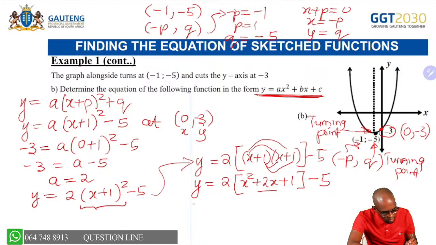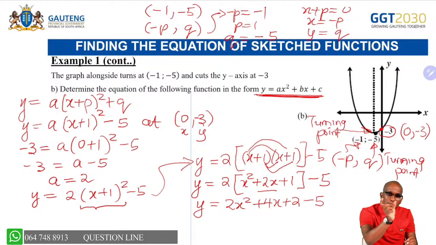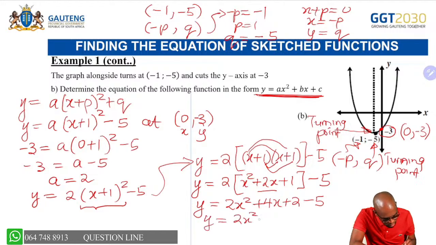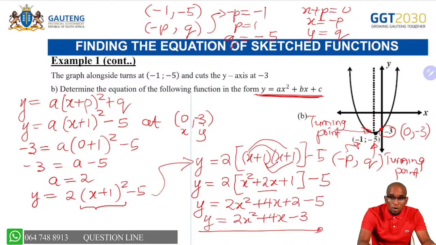So now I can simplify this. Y is equal to, I distribute the 2, I get 2x squared plus 4x plus 2 minus 5. I'm multiplying uniformly throughout by 2. So now I get that y is equal to 2x squared plus 4x, and adding the like terms, minus 3. So that would be the equation of that function in the form y is equal to ax squared plus bx plus c.